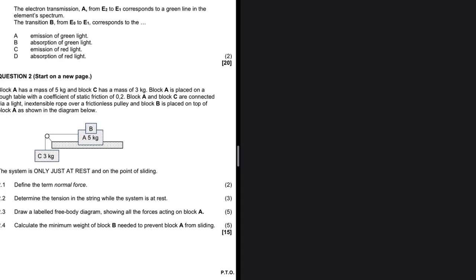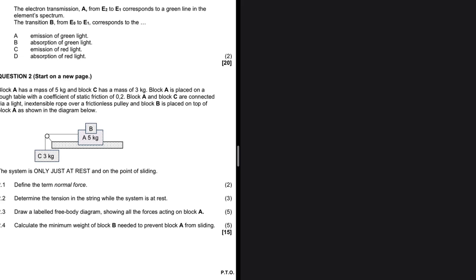Determine the tension in the string while the system is at rest. Okay, let's take a look. So this is the Prelim exam 2025 paper 1. Block A has a mass of 5 kgs and block C has a mass of 3 kgs. Block A is placed on a rough table with a coefficient of static friction of 0.2.